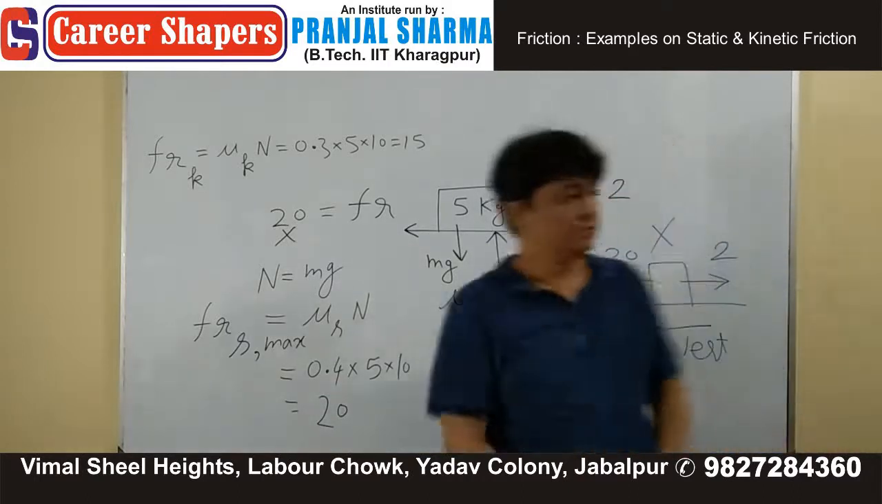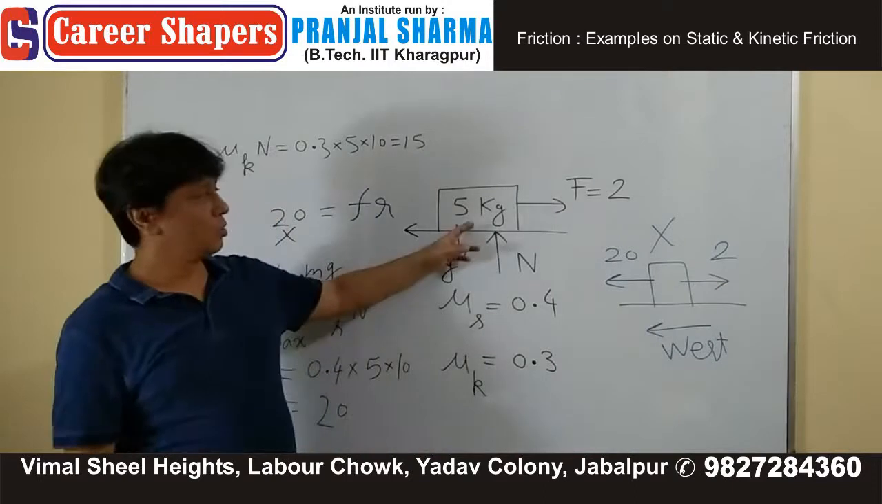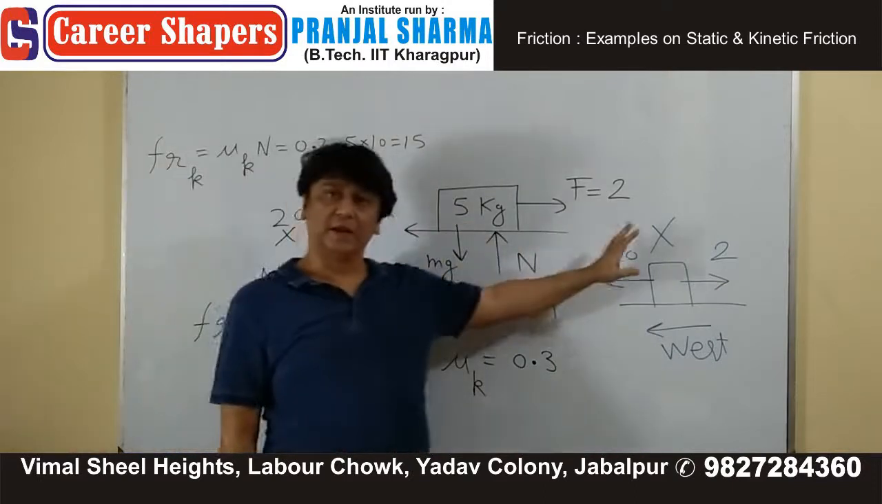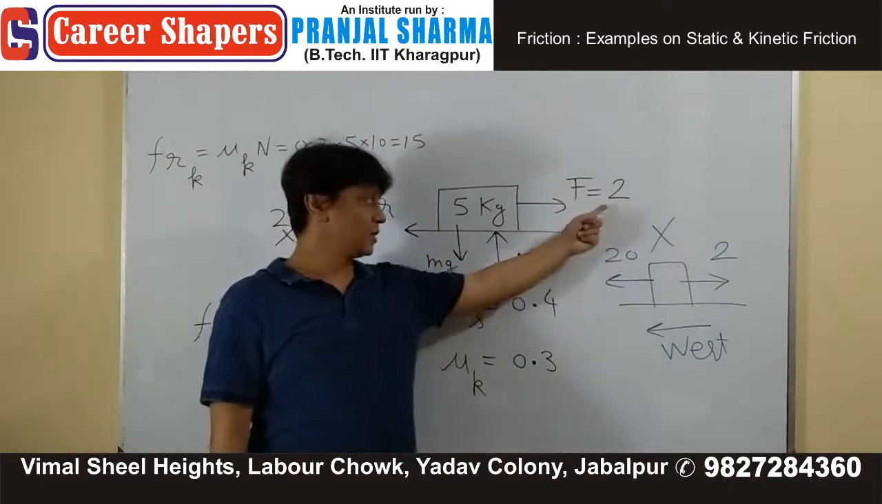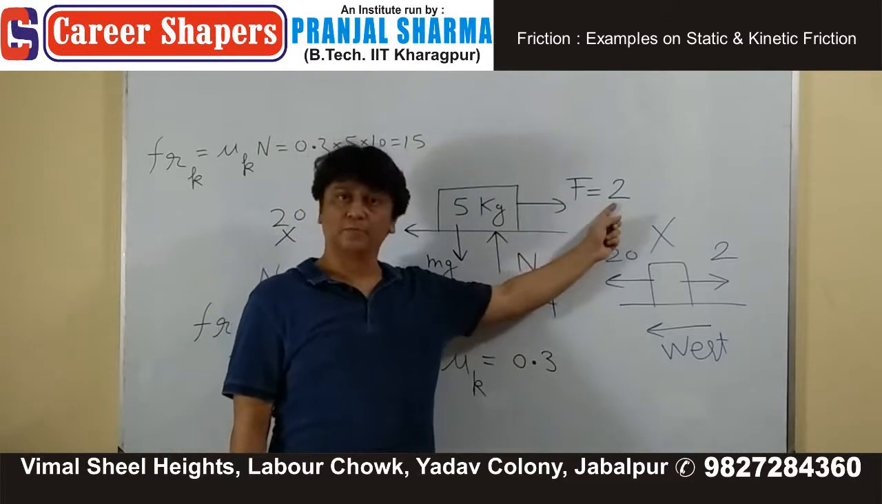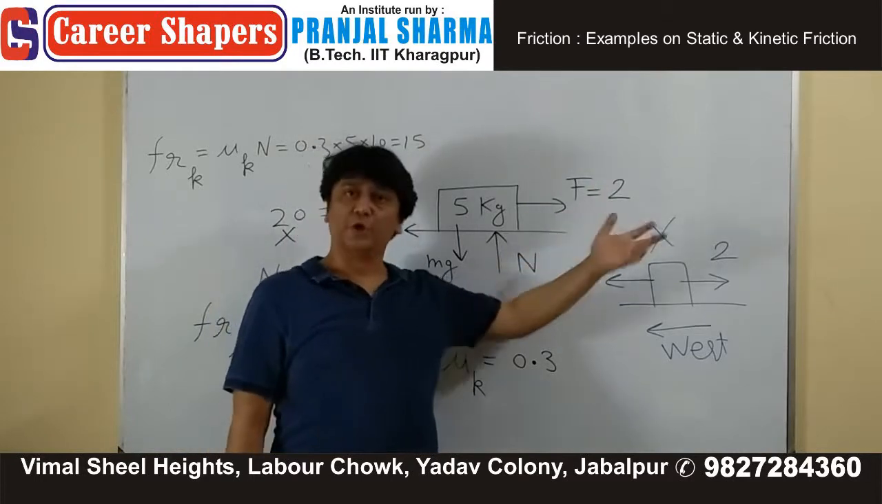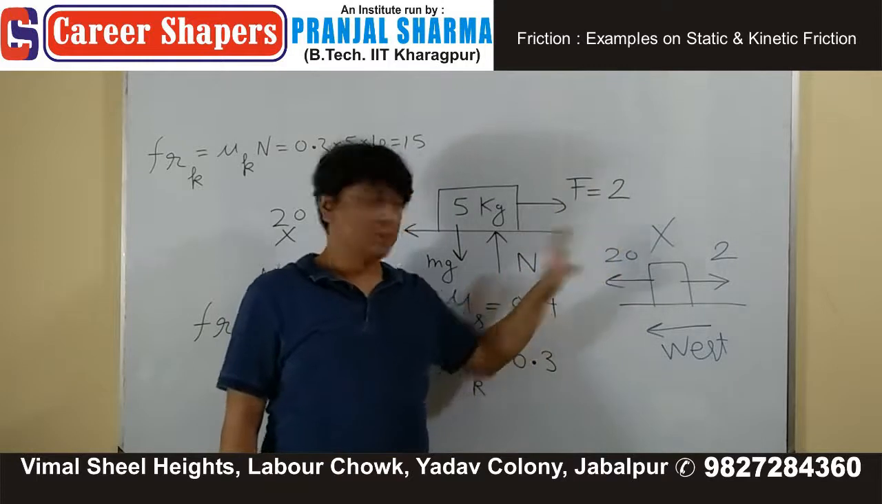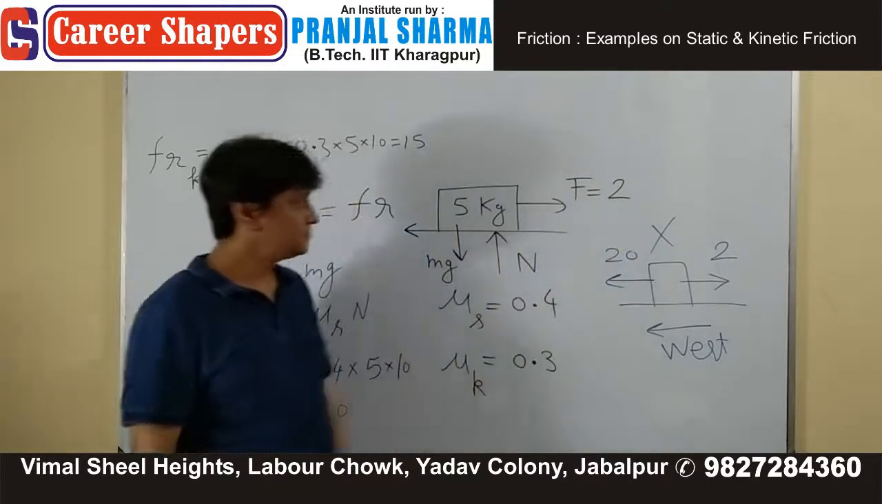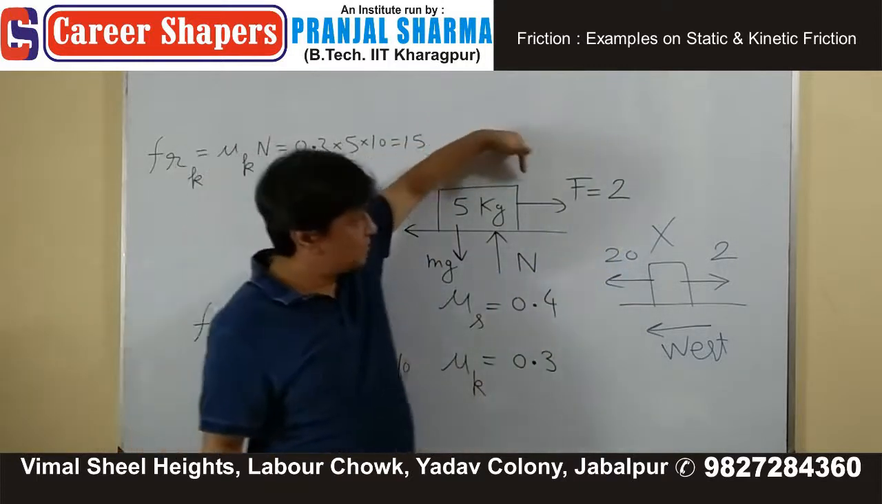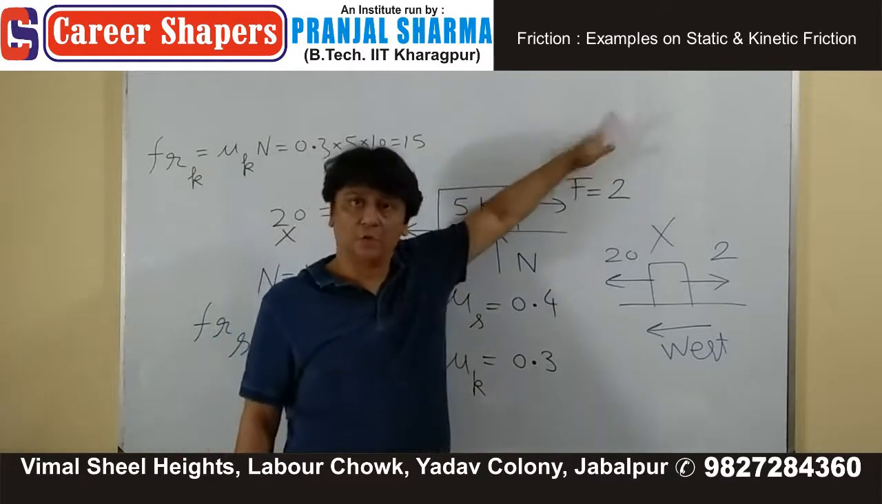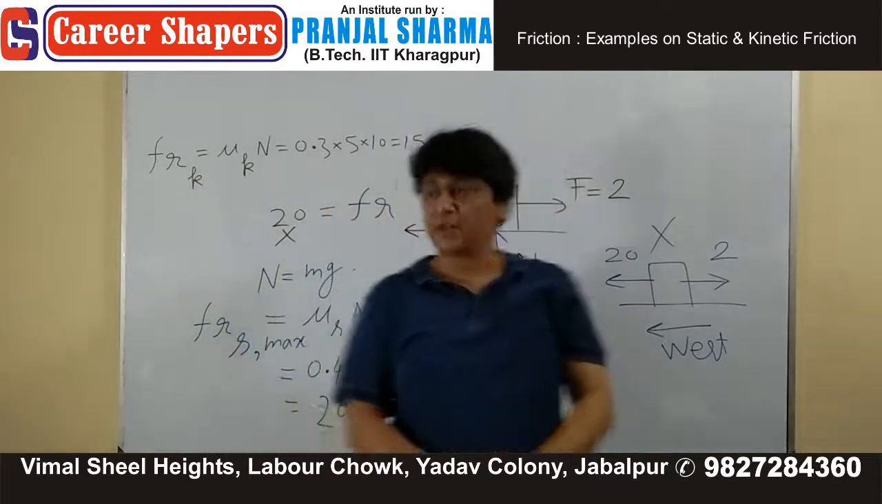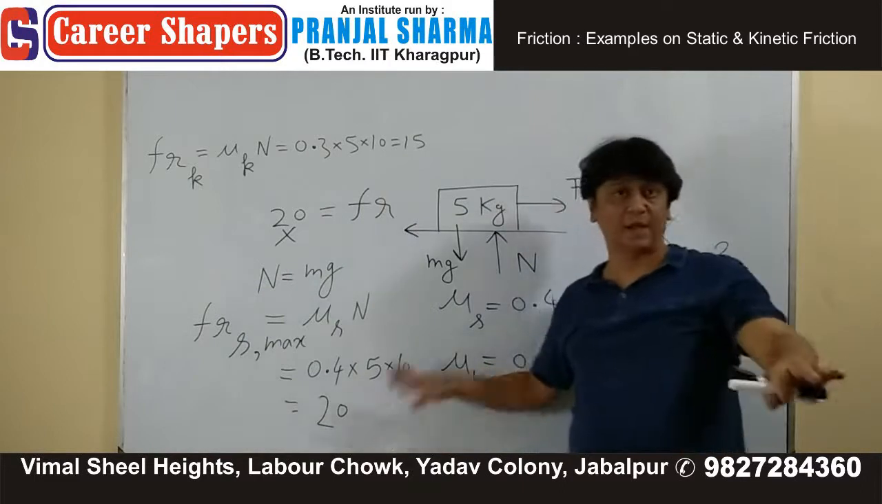तो हुआ क्या था कि इस ब्लॉक को चलाने के लिए, मूव करने के लिए कितने लोग आए थे? 2. Force of 2 Newton. Let's say there are 2 who are pulling this block. जब 2 लोग इस ब्लॉक को खींच रहे हैं, only 2, और रोकने वाले कितने हैं? 20. And I said that they are very lazy.